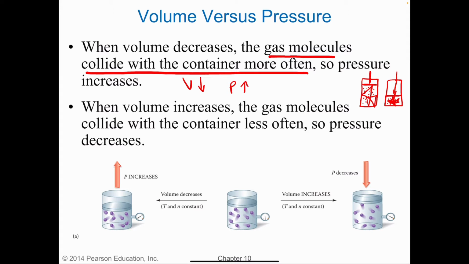And then the converse is true. If the volume increases, the gas molecules are going to be colliding with the walls of the container less often, so the pressure goes down. So if the volume goes up, pressure goes down.